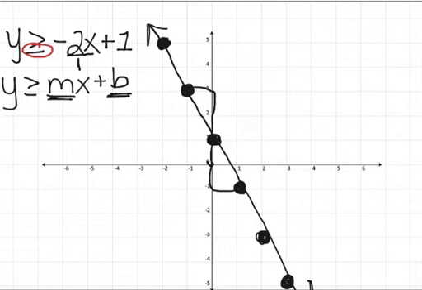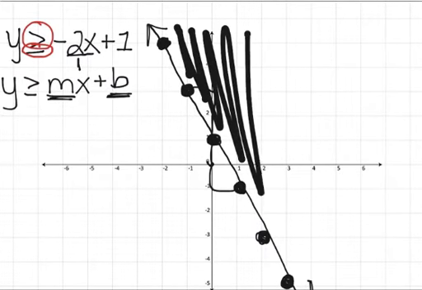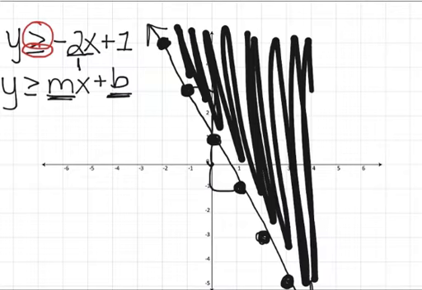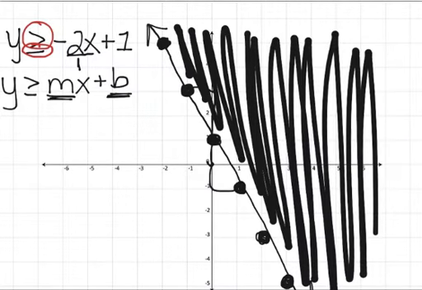Perfect. The other thing is, where should we shade? This inequality is a greater than symbol. If it is greater than, I am shading above. I will be shading above my line, which is all of this up here. You should color in everything above your line. That is our first practice.